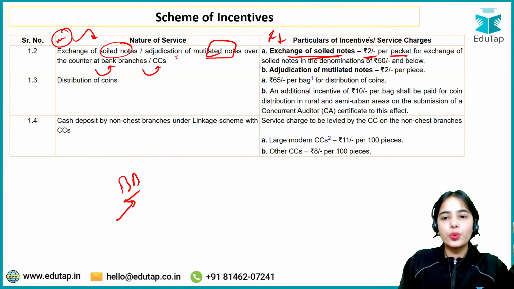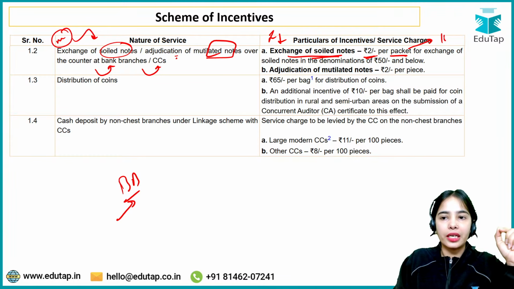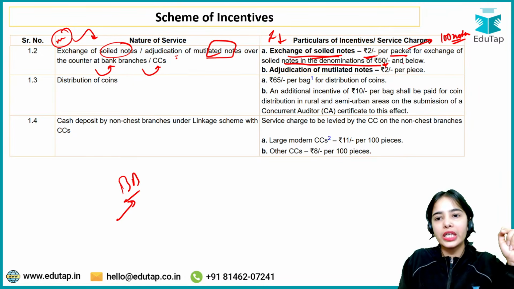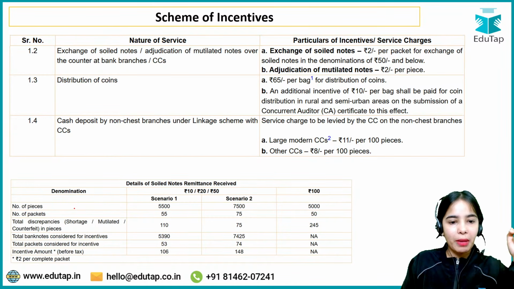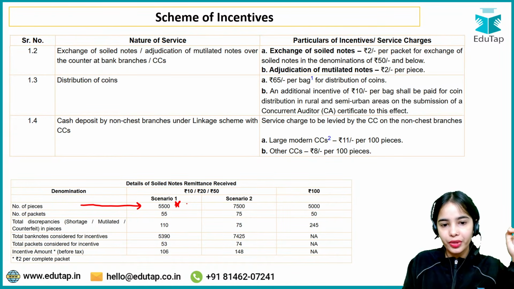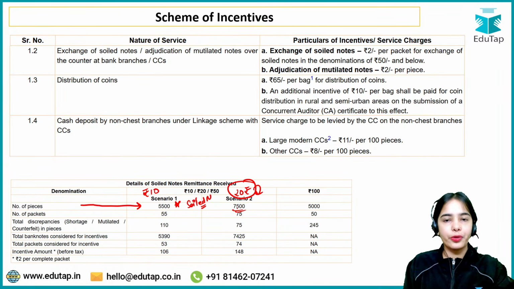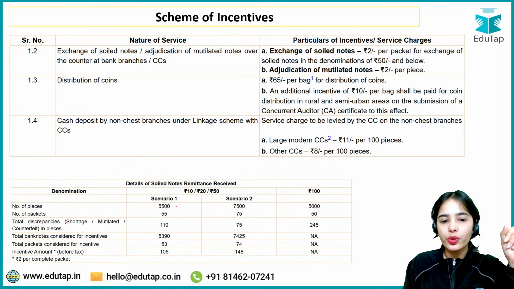That is the exchange of soiled notes, ₹2 per packet. In one packet, there are 100 notes. Okay, for exchange of soiled notes in the denomination of ₹50 and below. So basically, through this table, you might be able to understand better. Let's say the bank has received 5,500 soiled notes of 10 rupee denomination, and the bank has received, let's say, 7,500 soiled notes of 20 rupee denomination. So in one packet, how many notes are there? In one packet, there are 100 notes.